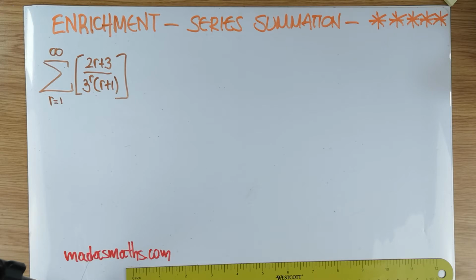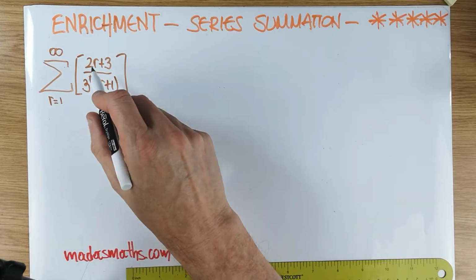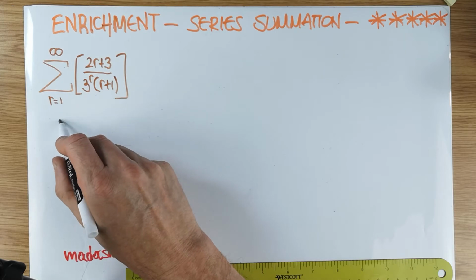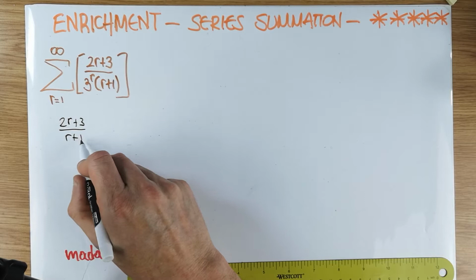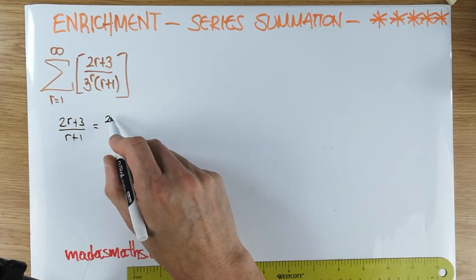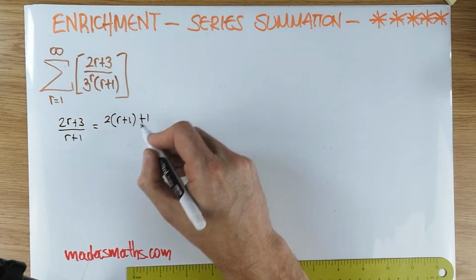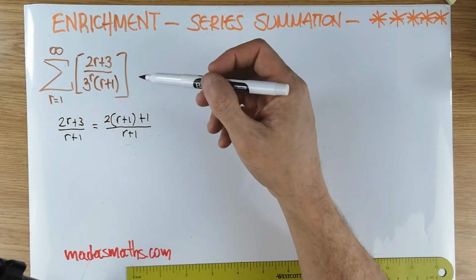First of all, I'm going to do some manipulations which do not involve series as such, just to make this summand a little bit easier. So I'm going to do it down here. First of all, forget about the 3 to the power of r, just this fraction here, 2r plus 3 over r plus 1 is equal to 2 bracket r plus 1 divided by r plus 1. I'm just basically splitting the fraction instead of doing a long division.